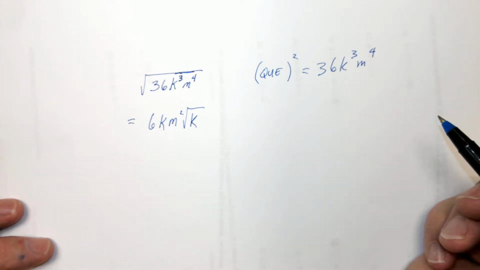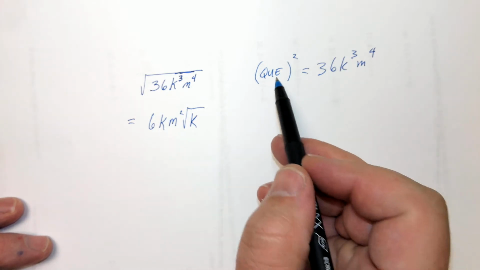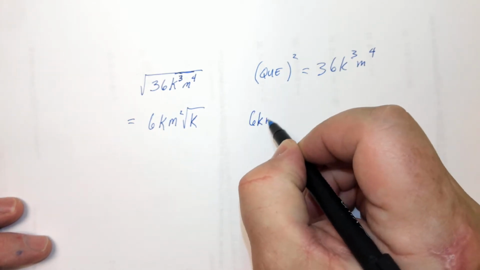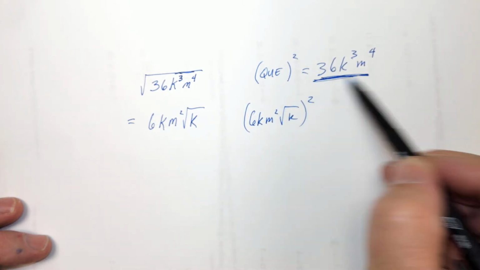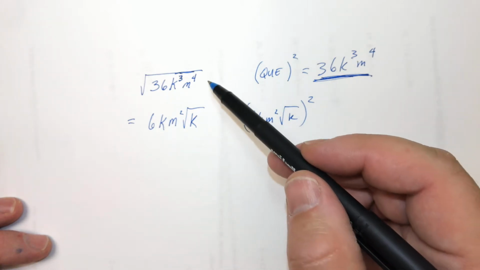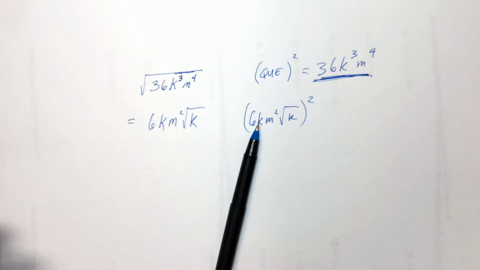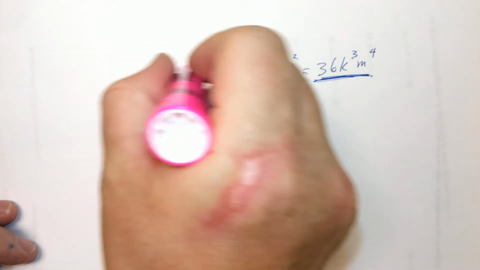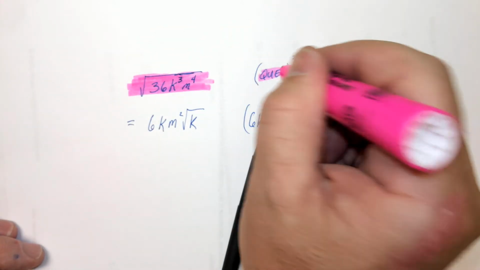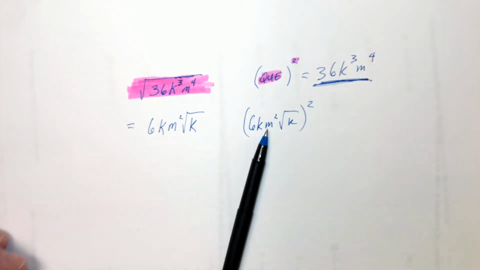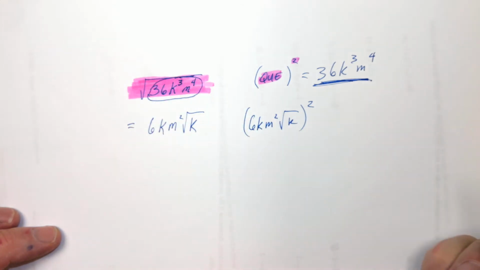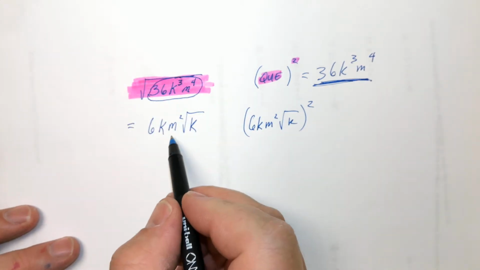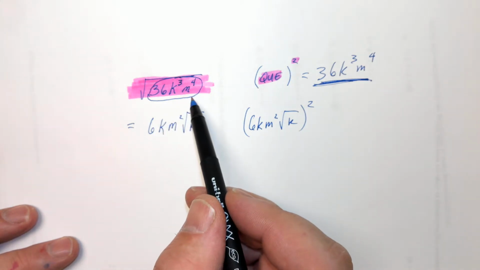I promise. And here's how I know it's true. Because I'm going to put that right here. I'm going to square it. 6k m squared times the square root of k, squared. And when I'm done, it's going to equal the radicand. That's how I know this is true. This whole thing is asking a question. It's asking, what number times itself equals just the radicand? What number times itself equals the thing on the inside in here? I'm telling you that this is the answer.